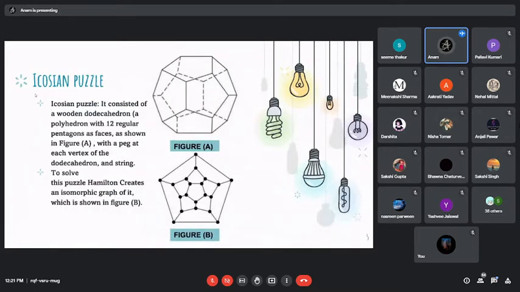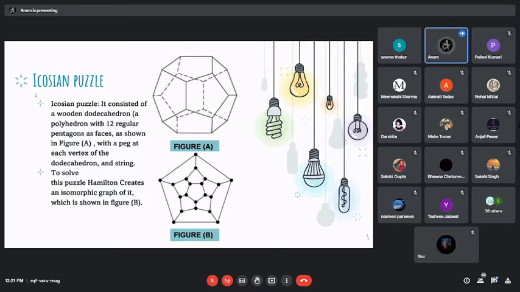Now, let us see how the Icosian puzzle actually looks. It consisted of a wooden dodecahedron, a polyhedron with 12 regular pentagons as faces, as shown in figure A, with a peg at each vertex of the dodecahedron, and string. The 20 vertices of the dodecahedron were labeled with different cities in the world.